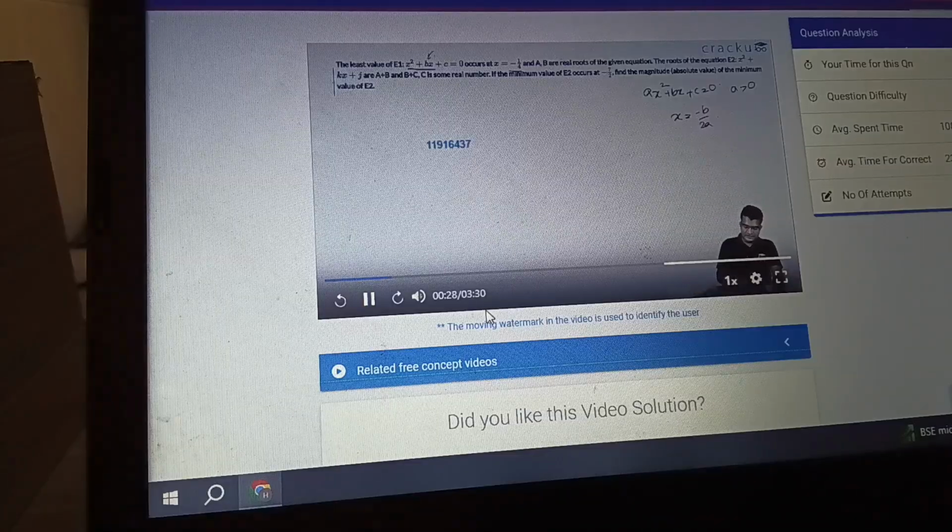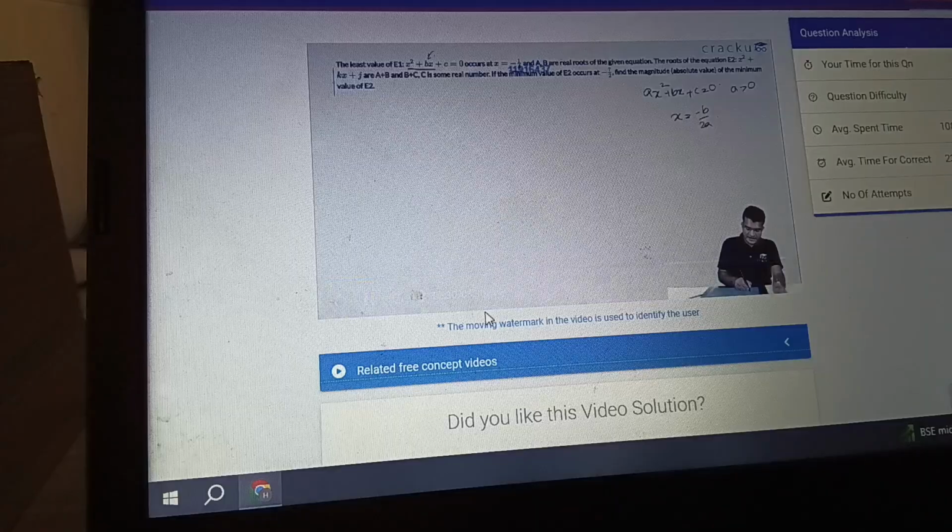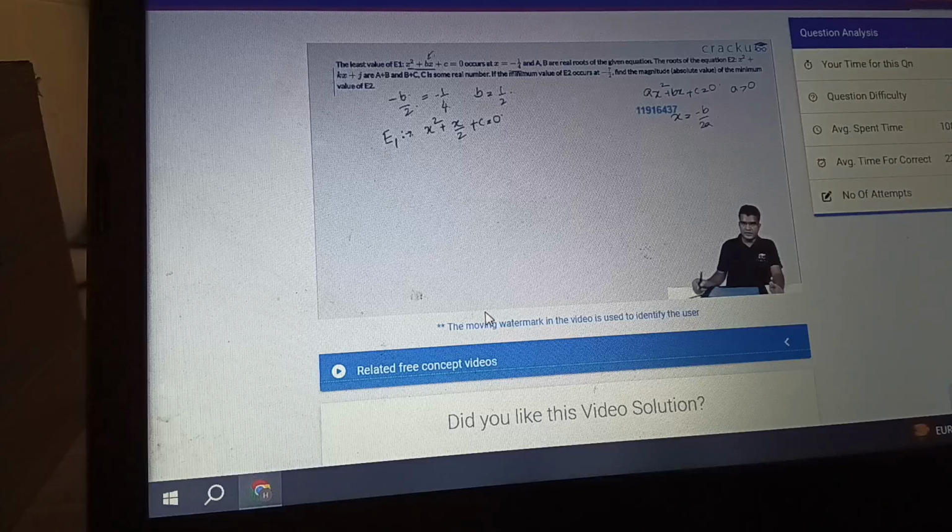In this particular case, this will help us in finding out the value of b, because the minimum of x square plus bx plus c will occur when x is equal to minus b by 2. And we are told that this is equal to minus 1 by 4. Or essentially the value of b is equal to half. So what is the value of E1? The expression E1 will essentially look like x square plus x by 2 plus c is equal to 0, and the two roots of this quadratic equation are given to be equal to a and b.